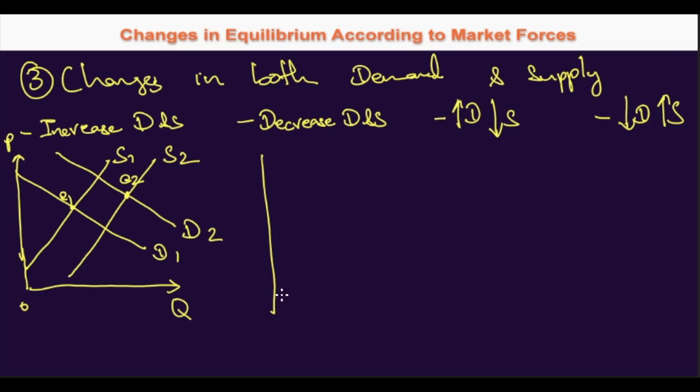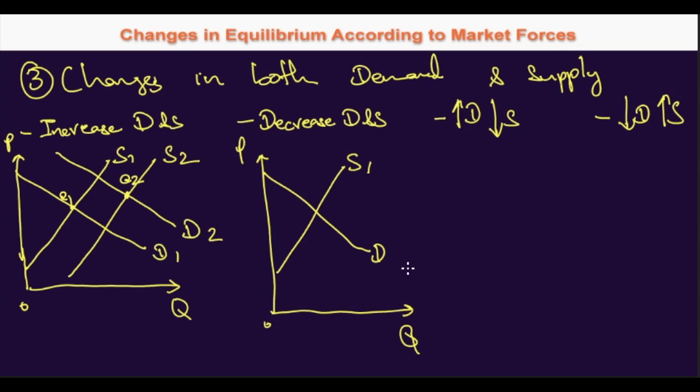So what happens when there is a decrease in demand and supply? Price, quantity, 0, S1, D1. A decrease means both these curves are going to shift to the left. So this would be the new demand, D2, and S1 is going to shift to the left to S2. S1 and D1 are intersecting here, this would be E1, and S2 and D2 are intersecting here at E2.